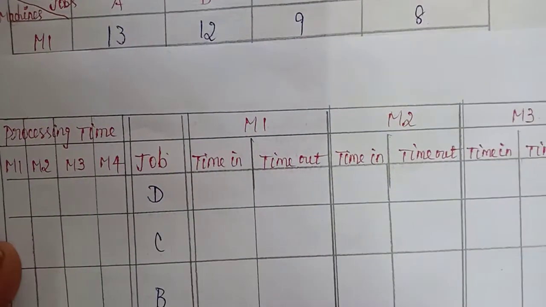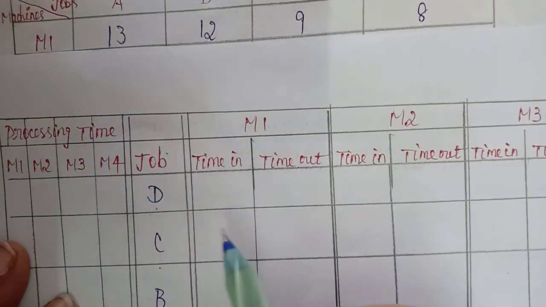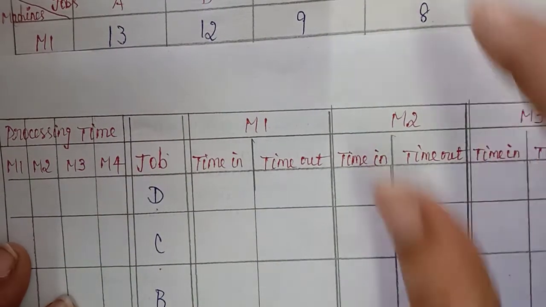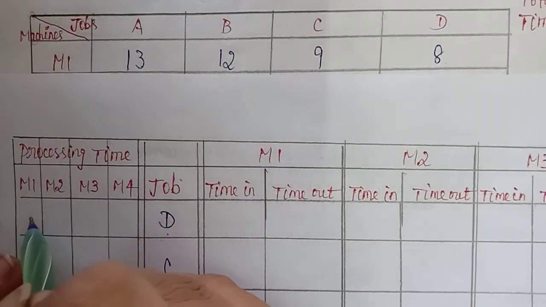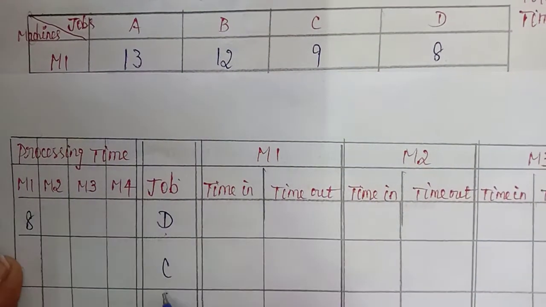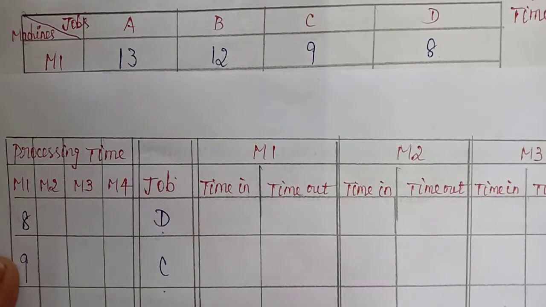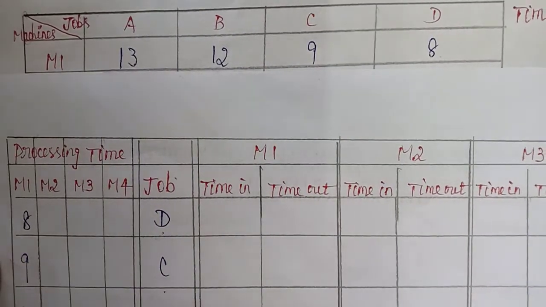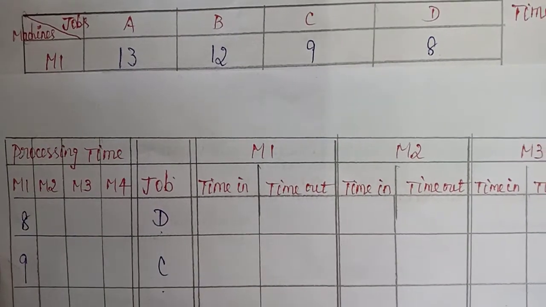Okay, now you write the corresponding processing time of DCBA from the given problem. So for D, the processing time is 8. C, the processing time is 9. B, the processing time is 12. A, the processing time is 13.